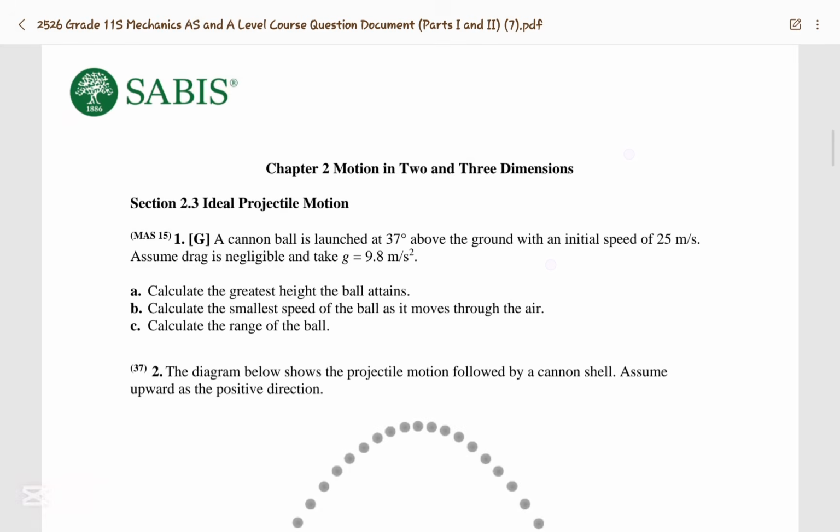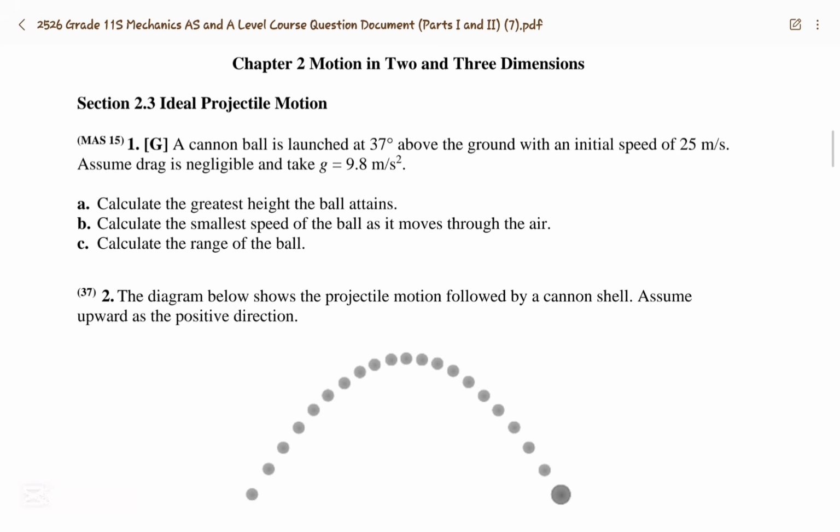So without further ado, let's get started with problem number 1. Let's see what it says. A cannonball is launched at 37 degrees, this is our theta, above the ground with an initial speed of 25 meters per second. So this is V0. Assume that drag is negligible and take g to be 9.8 meters per second squared. So acceleration Y is going to be minus 9.8 meters per second squared because Ay is minus g.